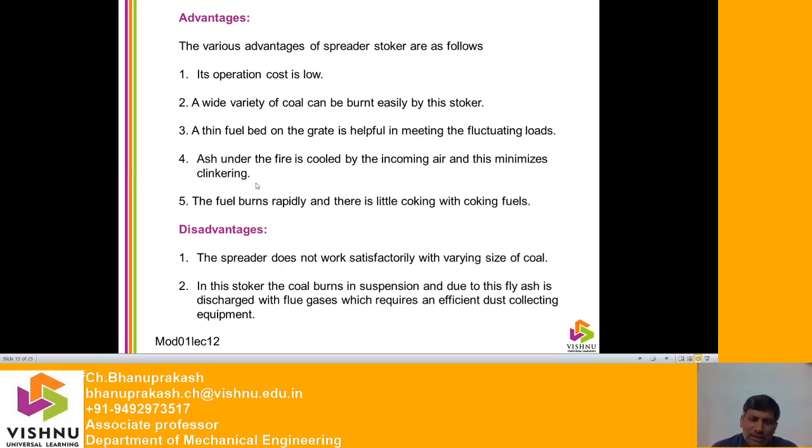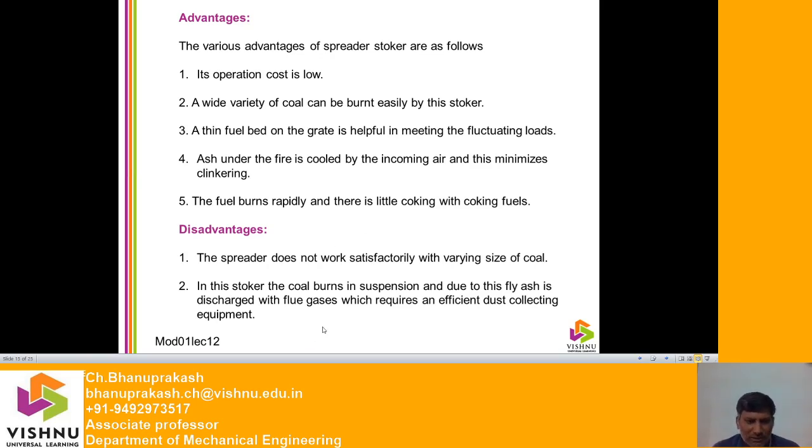Regarding clinkering, we will discuss that in the ash handling equipment. The byproduct after burning the coal is ash, but it consists of some amount of clinkers. Due to this incoming air, the formation of clinkers can be minimized. The fuel burns rapidly and there is little coking with coking fuels.